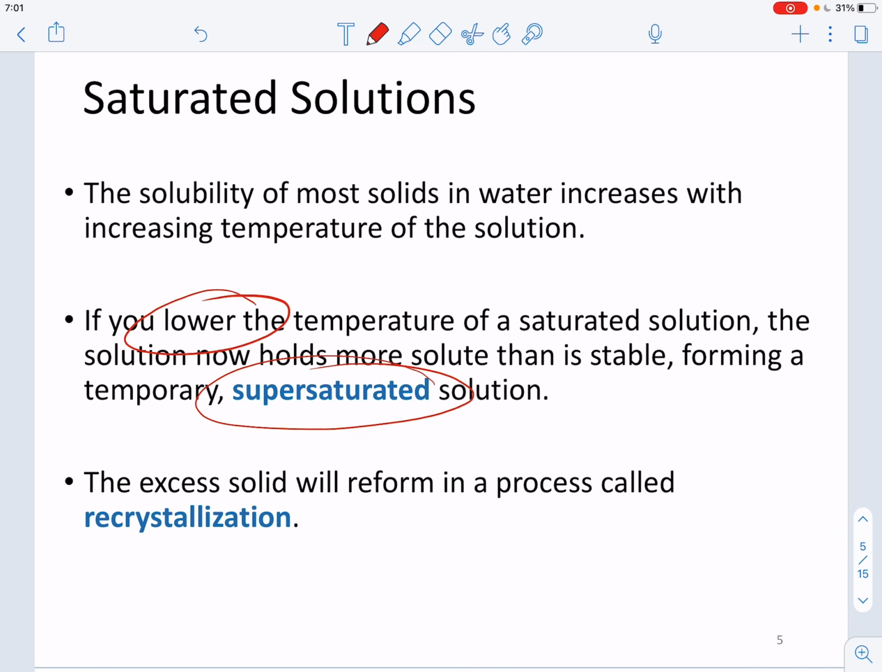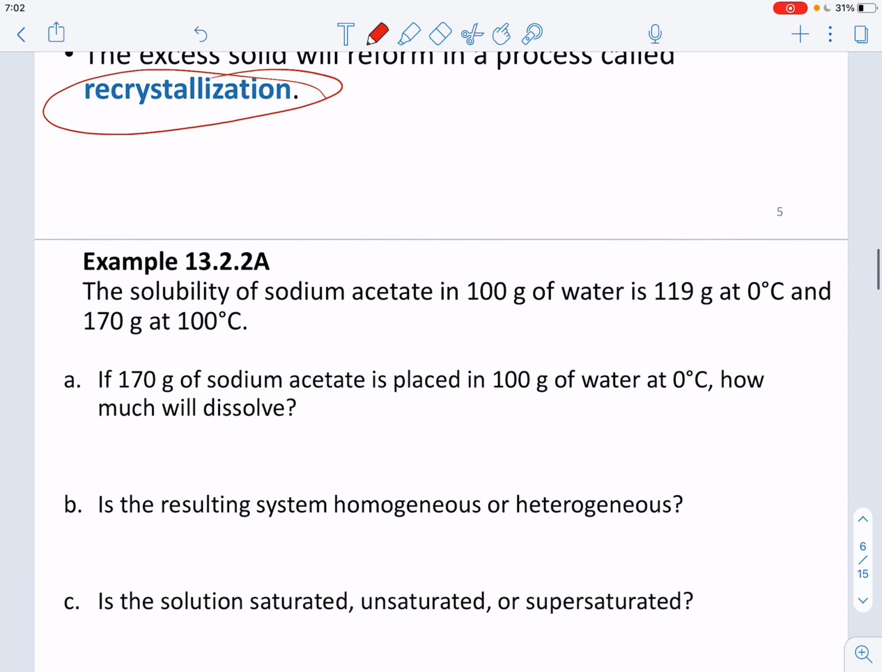Okay, and this is part of the process of recrystallization that is most of the time used to purify compounds. Nothing to worry too much about recrystallization right now, but it's this playing with solubilities and temperature that allows for recrystallization and purification of certain substances.